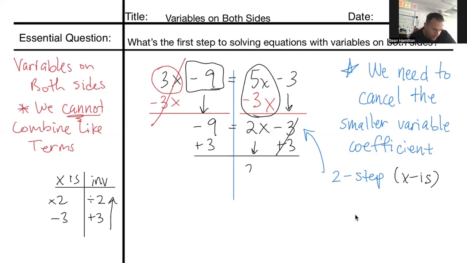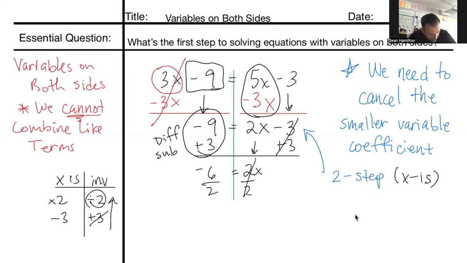Now, these are different signs. Remember, whenever they're different signs, we are going to subtract. So negative 9 plus 3. So that's 9 minus 3 is 6. 9 is the bigger number. 9 is negative. So it's a negative 6. Now I'm going to divide by 2. These cancel. X equals negative 3. X equals negative 3. Good.